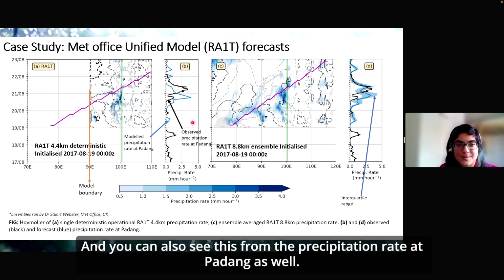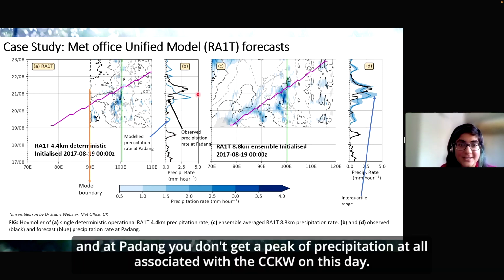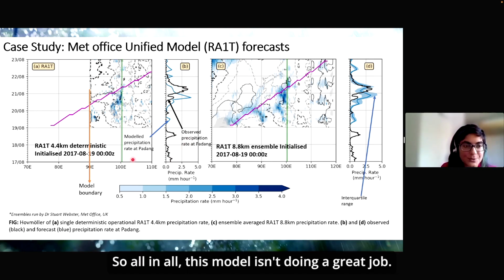You can also see this from the precipitation rate at Padang. The black line is the observed precipitation rate, the blue line is the modeled. And at Padang, you don't get a peak of precipitation at all associated with the CCKW on this day. So all in all, this model isn't doing a great job.